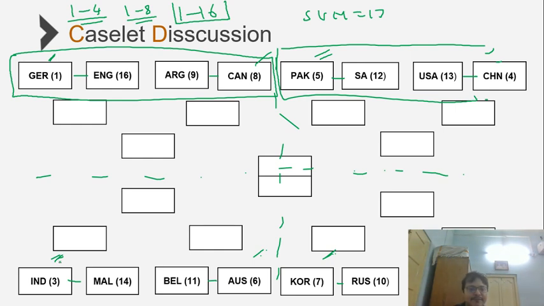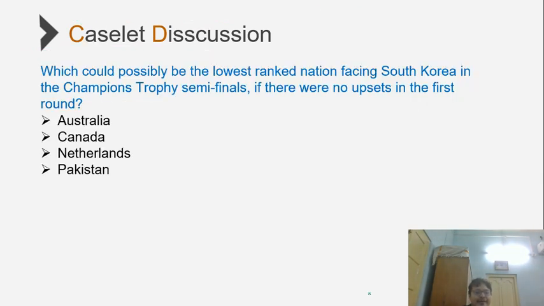In fact, if you look at the top half and the bottom half, the top 2 teams are in opposite halves as well. So at any juncture, if you look at the teams, they are equally split between the top half and the bottom half. And this is the way the layout works for any case.